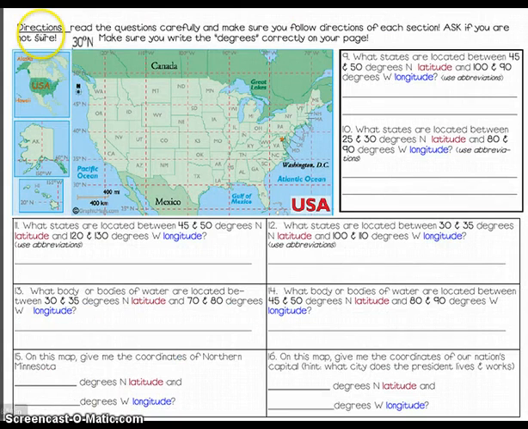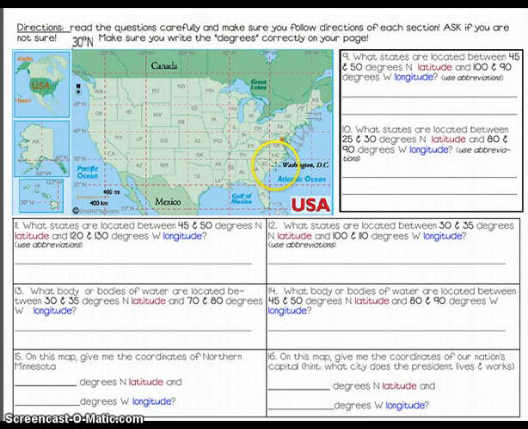All right, here are the directions. Let's look at those carefully. Directions. Read the questions carefully and make sure you follow directions of each section. Ask if you are not sure. Once again, make sure you write your degrees nice and neat with that little circle on top, and then you put the letter of what direction. Make sure you write the degrees correctly on your page.